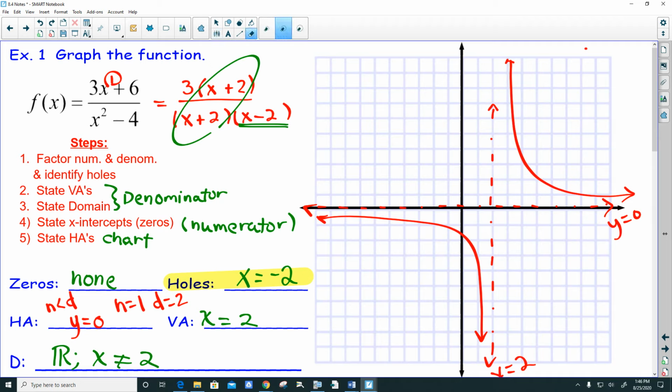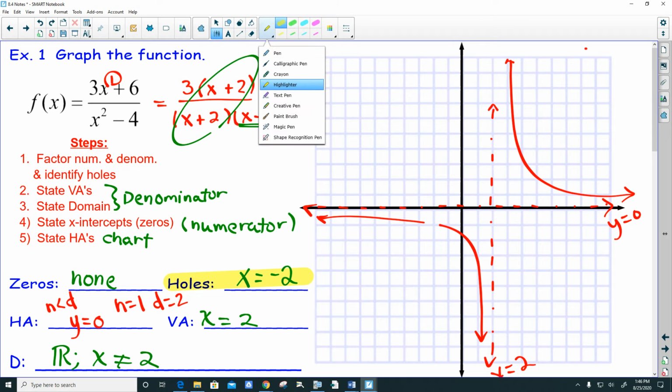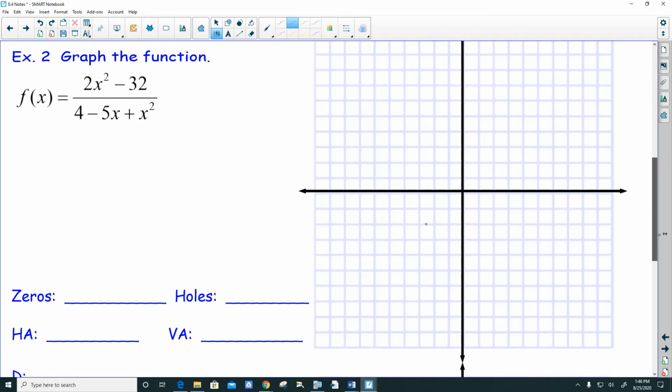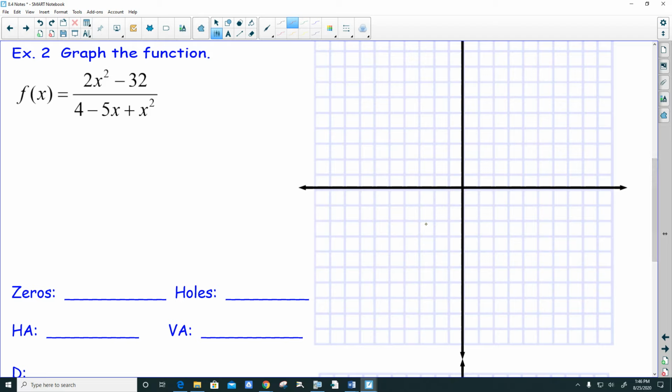So you want to go to where x is -2, but then you want to slide down to where that would fall on the graph. And then just put an open circle right there underneath where x equals -2. Most of the process here is the same as what we did in the previous video, with the exception of holes here. So let's just try a few more here.